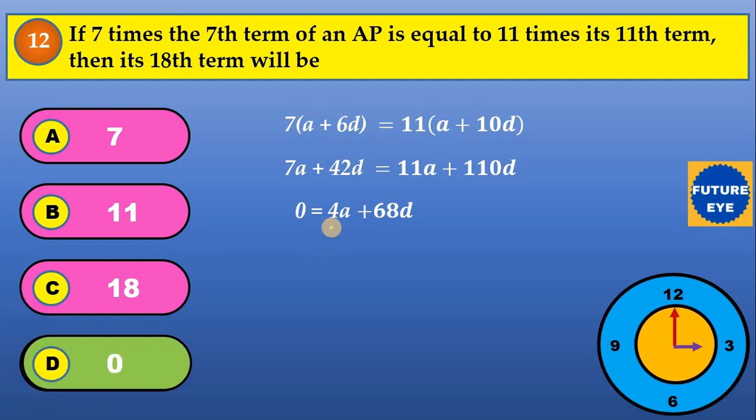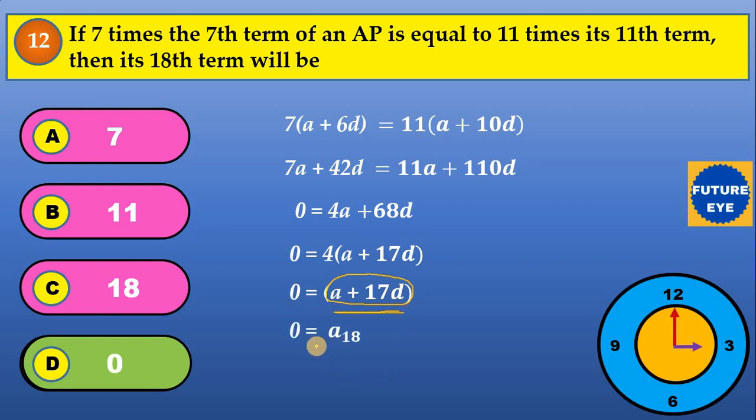And now here, we can take 4 as common factor. If you take 4 outside, we get A plus 17D. Now this into 4 you transfer this side, we get it in the denominator. So 0 divided by 4 gives 0 only. So we get 0 equals to A plus 17D. And here you concentrate, children. A plus 17D, can we write it as A18? Yes. So 18th term we can write as A plus 17D. Hence in this place, now I will write it as A18. So A18 value is 0.